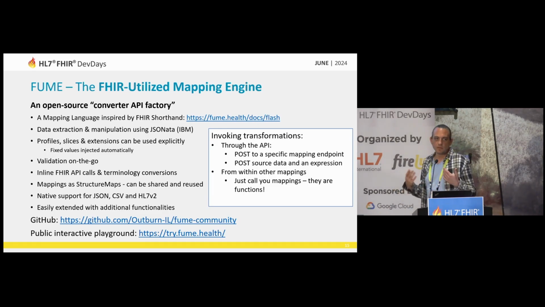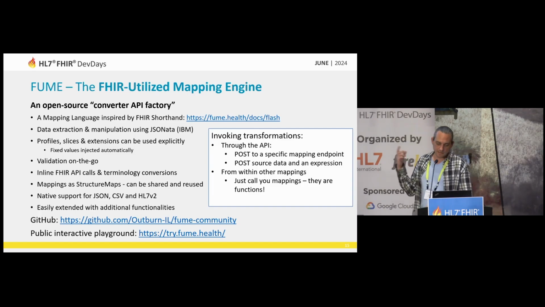This is in progress. I mean, the validation is not yet a full FHIR validator, but it's going to be. You can do inline FHIR API calls, so you can know the state of the resources on the server and make decisions on the go, and convert terminologies using the convert function. The mappings are saved as structure maps, so you can share them and reuse them. And we provide native support for JSON, CSV, and HL7 v2.